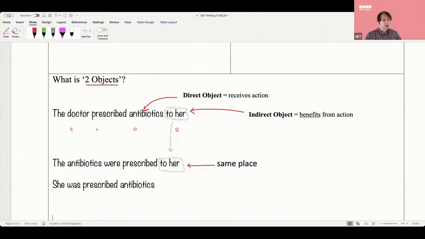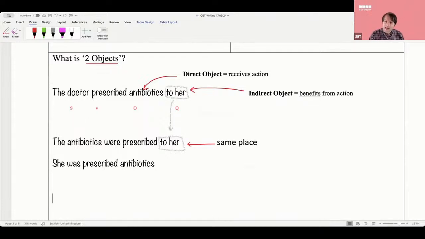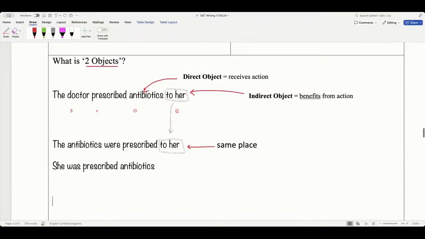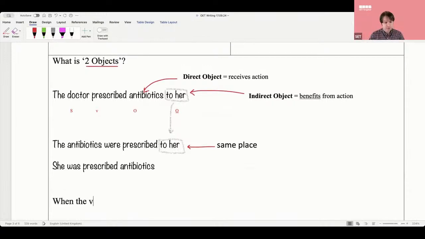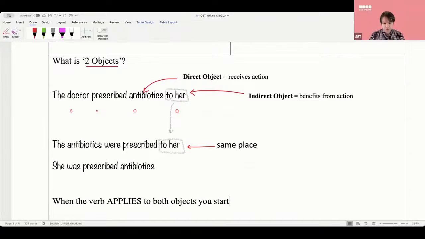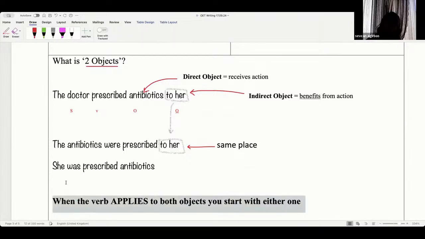Do you want to know why sometimes you can and sometimes you can't? Yes. When the verb applies to both objects, you can start with either one. That makes sense. Now, I'm going to teach that to you later. If you don't understand that, don't worry. We're going to learn this today. I'll give you a quick example and then we're going to start practicing.